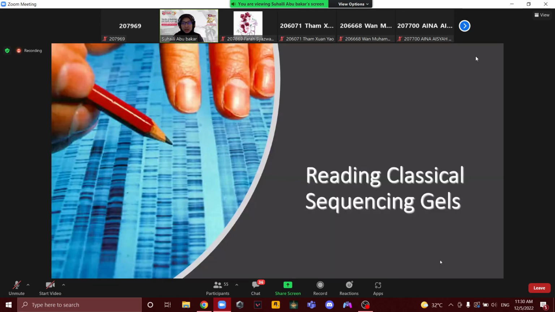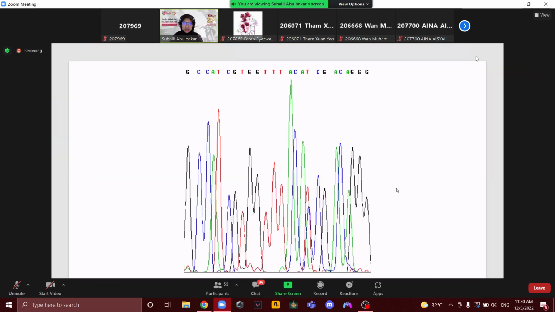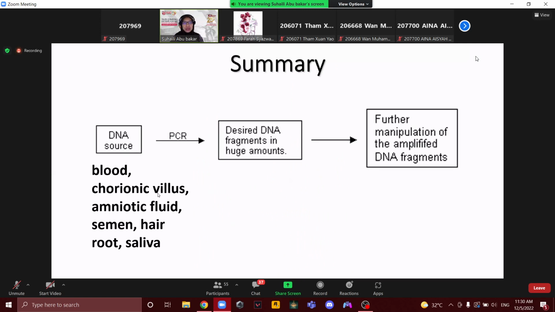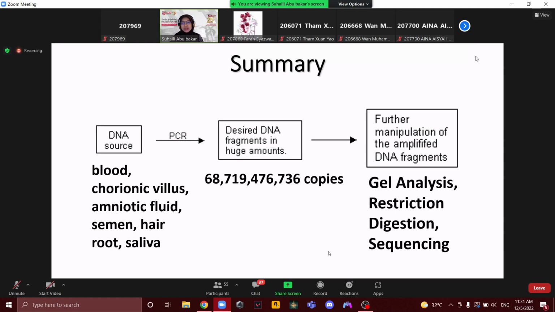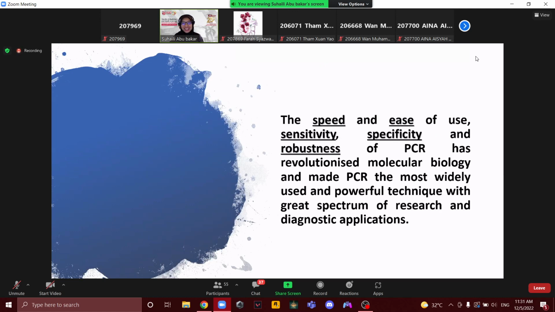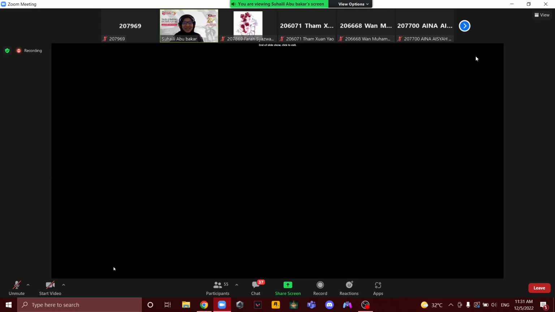But compared to the modern one, like this, which one is easy? Modern one is easy. So this one is modern. In summary, wherever you got DNA sources, you can do PCR and then you can amplify your desired region. Then you can do lots of things. Right? Okay. So as a conclusion, that's all.